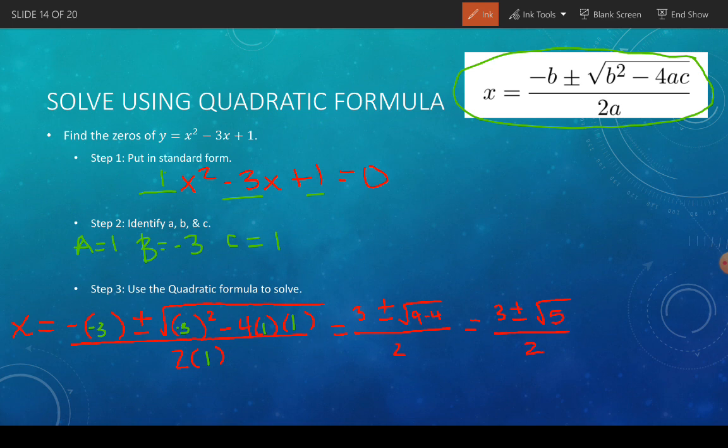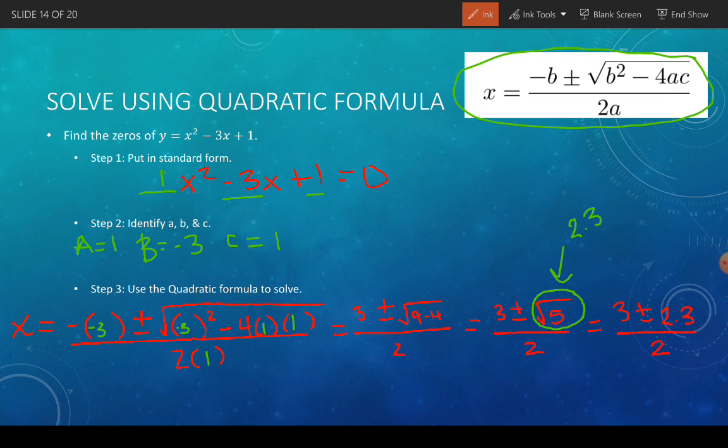Okay. So now we need to simplify. First, let's figure out what the square root of 5 is equal to. And we can figure that out by using our calculator. So if we plug in the square root of 5, we would get about 2.3. Okay. So what we're going to do is we're going to write this equation, and we're going to replace square root of 5 with 2.3.